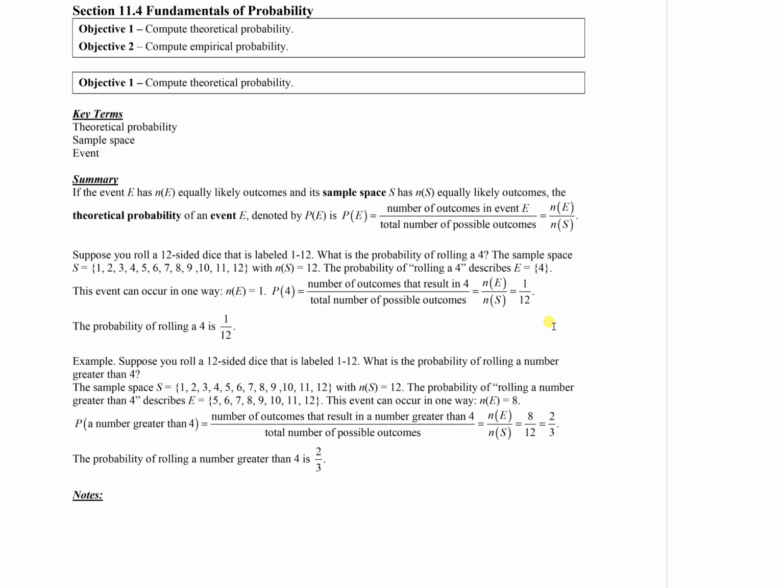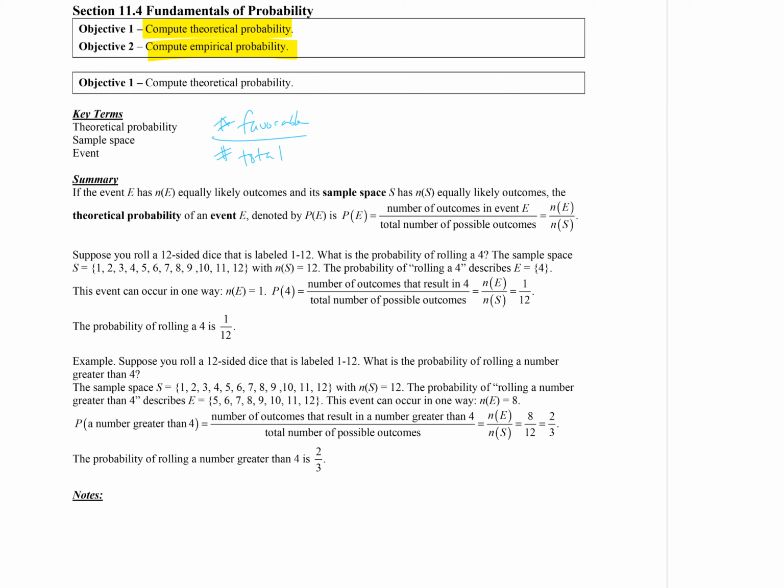Alrighty guys, welcome to 11.4, the fundamentals of probability. So here we're going to talk about two different types of things. First, theoretical probability, and then finally empirical probability. I'll just briefly talk about what those two are in a nutshell. A theoretical probability is the ratio of the number of favorable outcomes divided by the number of total outcomes.